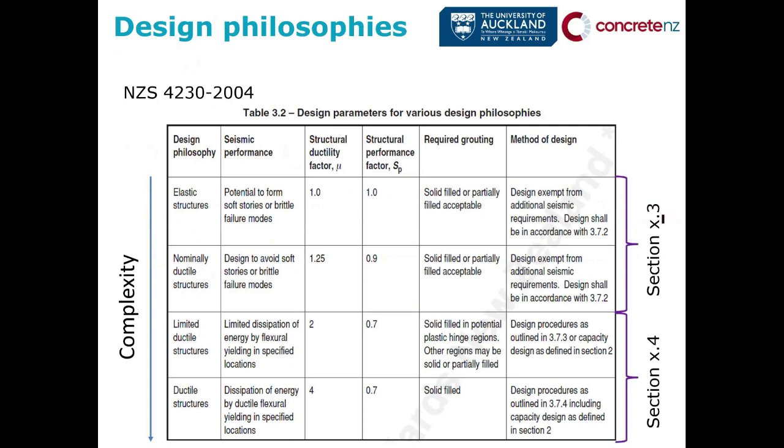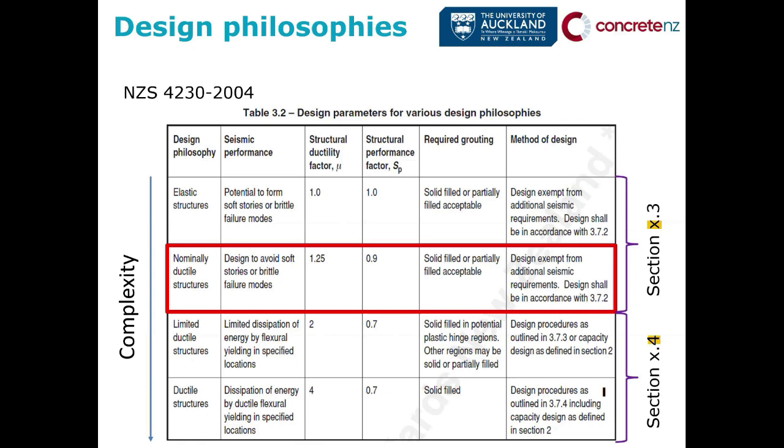Similar to other standards like 3101, the section number .3 is for elastic and nominally ductile structures. So if we are in chapter 8, for example, 8.3 will be how to design these 2 types of structures. If we want to design for limited ductile and ductile structures, we can do that. The standard allows that, and then we go to section number .4. But it's usually preferred to stick to nominally ductile structures.